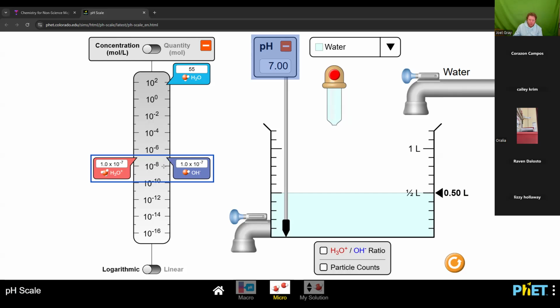Well, 1.0 times 10 to the negative seventh is our concentration of what are known as hydronium ions or hydrogen ions. And 1.0 times 10 to the negative seventh is our concentration of hydroxide ions. And if we look at our level here on that scale, that's intentional. The concentrations of those are equal to one another. So basically, the amount of acid that is in that solution is equal to the amount of base.